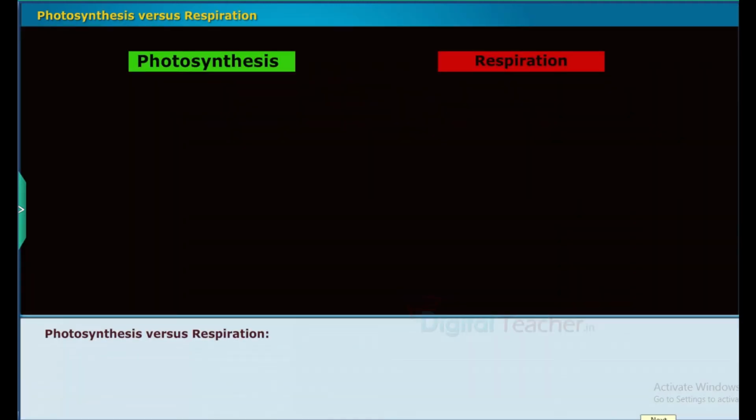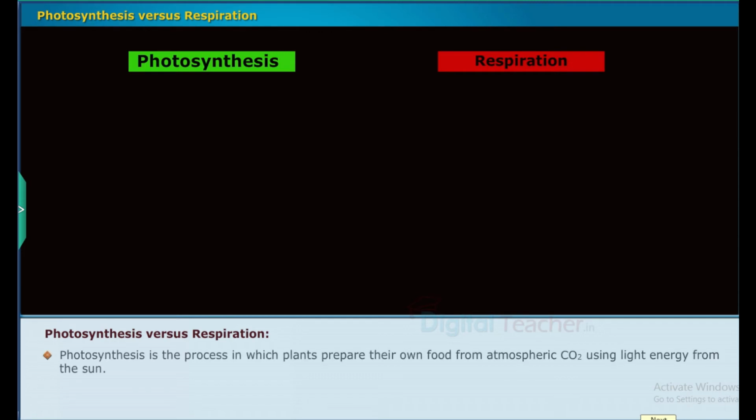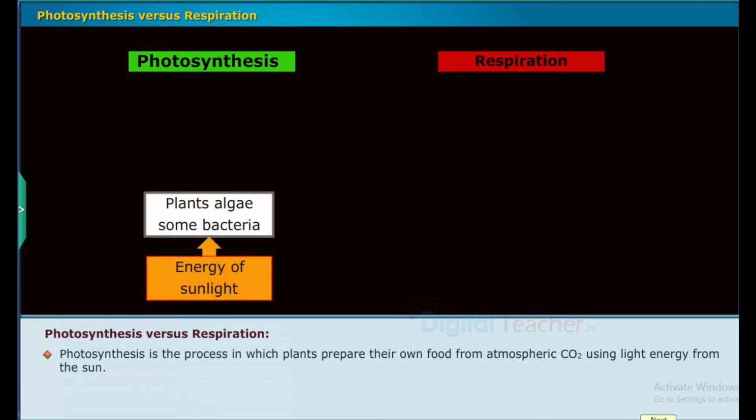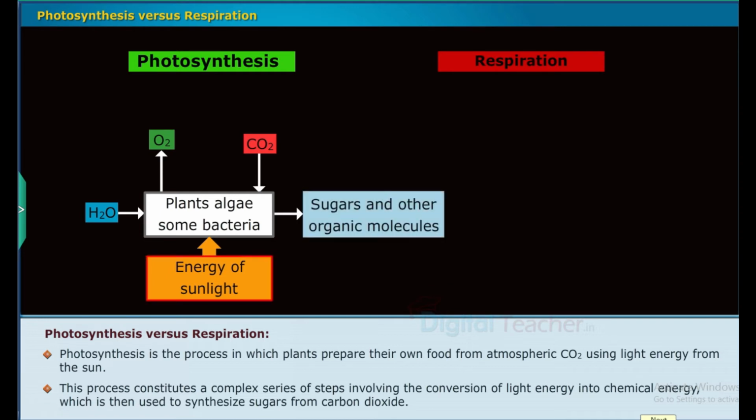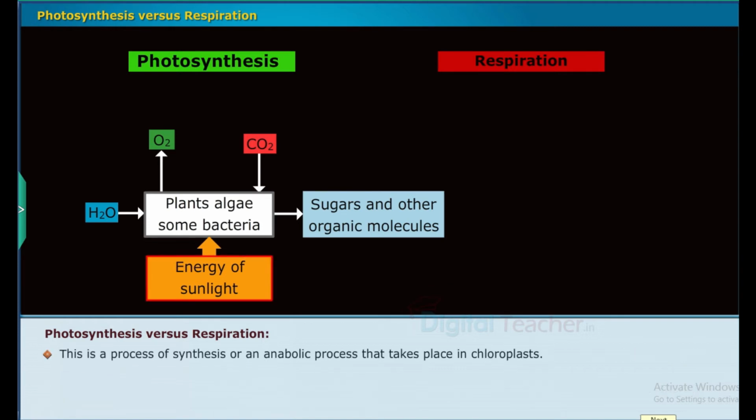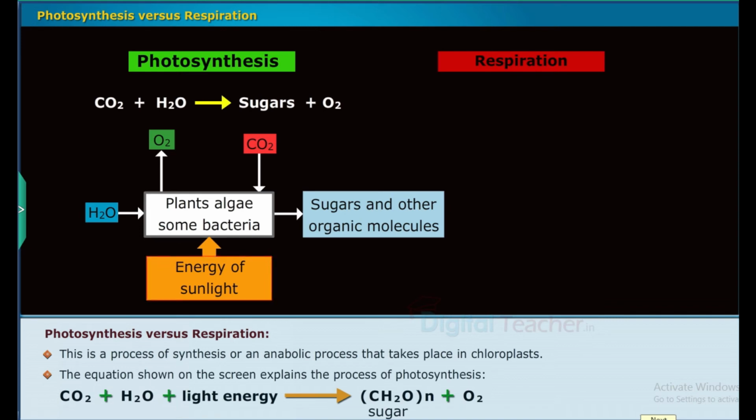Let us know more on photosynthesis versus respiration. Photosynthesis is the process in which plants prepare their own food from atmospheric carbon dioxide using light energy from the sun. This process constitutes a complex series of steps involving the conversion of light energy into chemical energy, which is then used to synthesize sugars from carbon dioxide. This is a process of synthesis, or an anabolic process, that takes place in chloroplasts. The equation shown on the screen explains the process of photosynthesis.